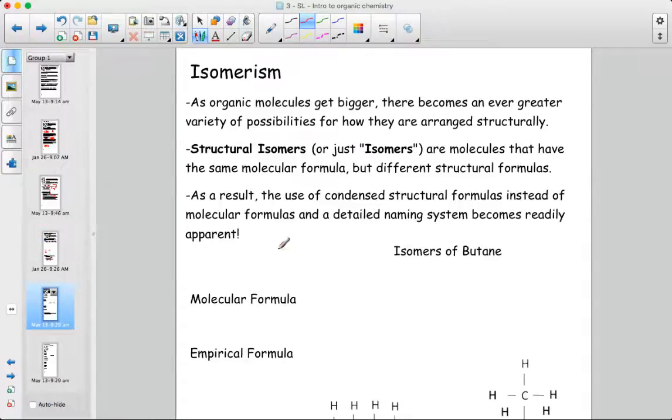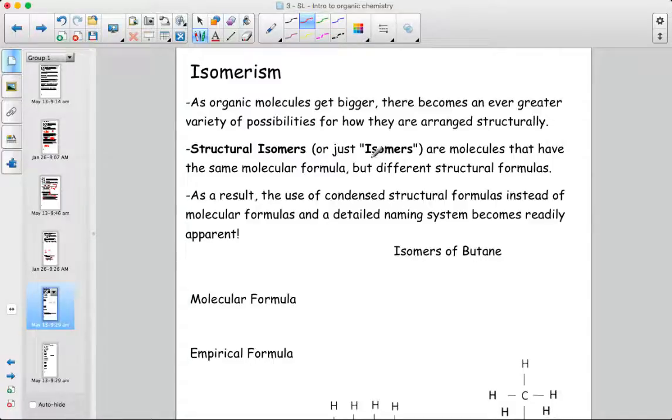The last topic for the video is just to briefly introduce you to isomers, or isomerism. As organic molecules get bigger, there becomes an ever greater variety of possibilities for how they can get put together. And so the different ways that you can connect the atoms, the different structural formulas that you can get from the same molecular formula, are called isomers of one another.